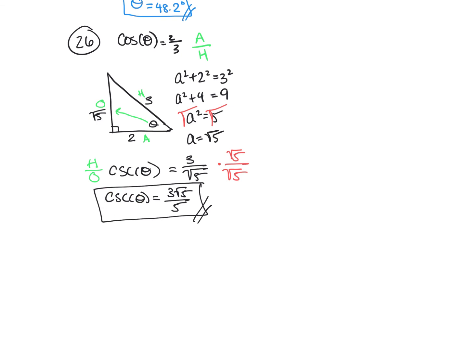We don't have cosecant in our calculator, so we're going to use cosine. And again, when you have cosine of theta is equal to 2 over 3, you can use cosine inverse on both sides and get theta is equal to cosine inverse of 2 over 3, and this is going to give you the same thing as it did last time in your calculator, which is that theta equals 48.2 degrees.